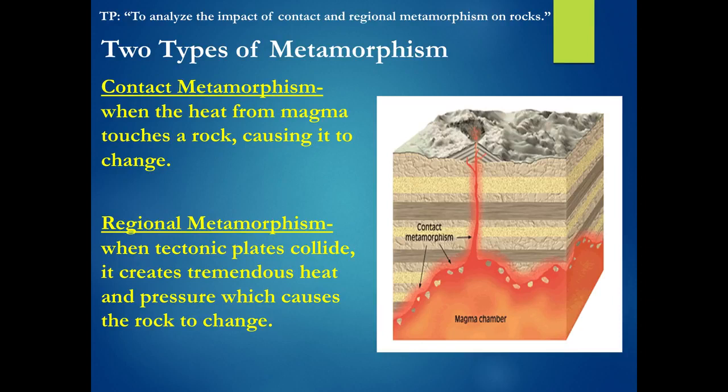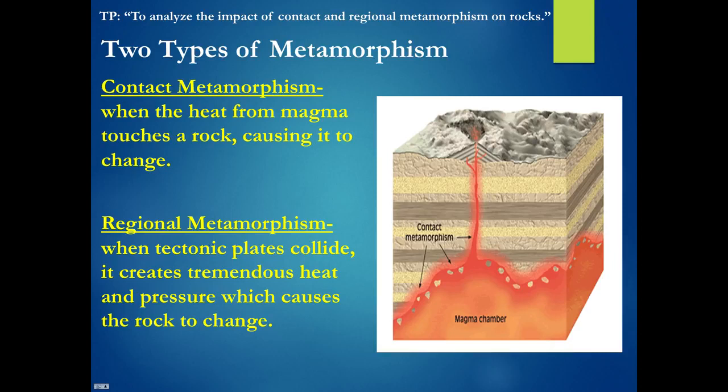Okay, so two types of metamorphism. The first one is contact. Contact is when the heat from magma touches a rock, causing it to change. In this picture, we have contact metamorphism happening. So where you have existing rocks, pre-existing rocks or parent rocks, these parent rocks can be changed when you have a magma chamber or a hot source close by.